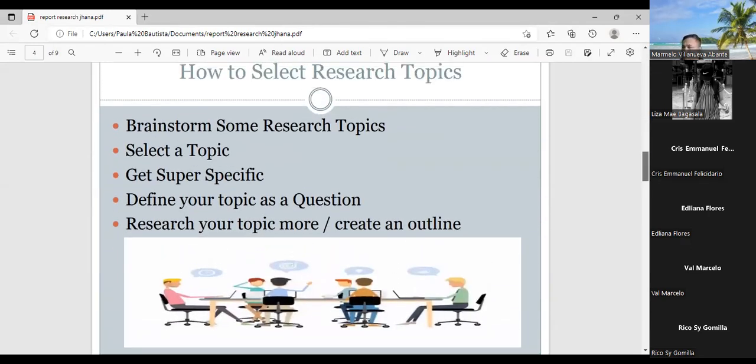Next is how to select a research topic. The process in selecting a research topic. First is to brainstorm some research topics. The easiest step is to have a brainstorming session to see what topic is best for you.